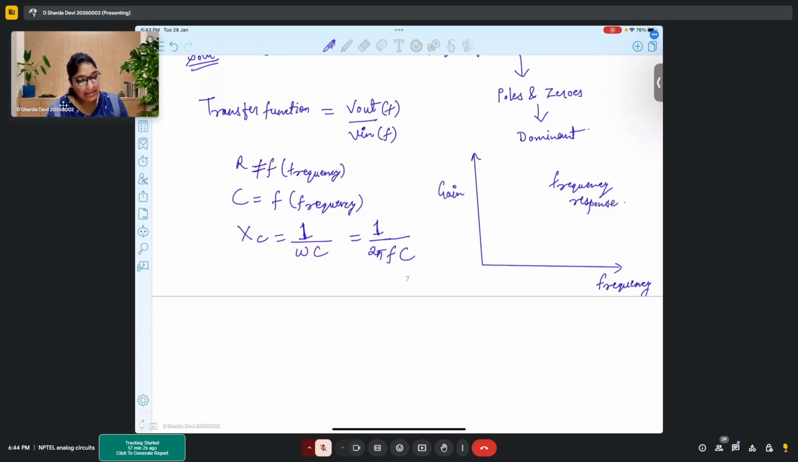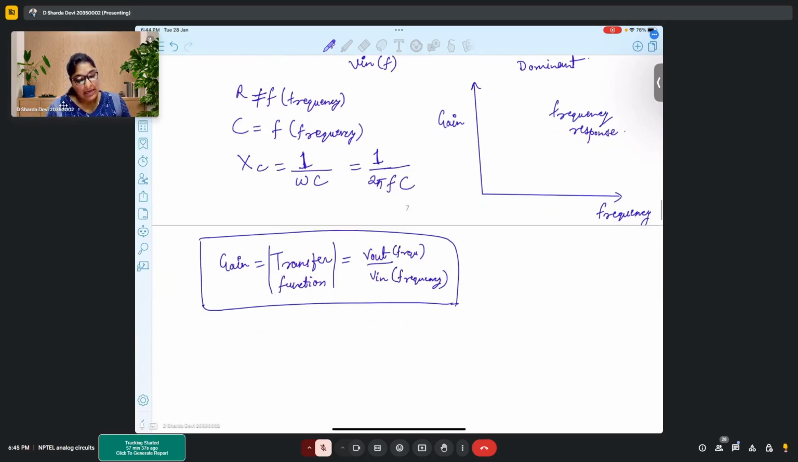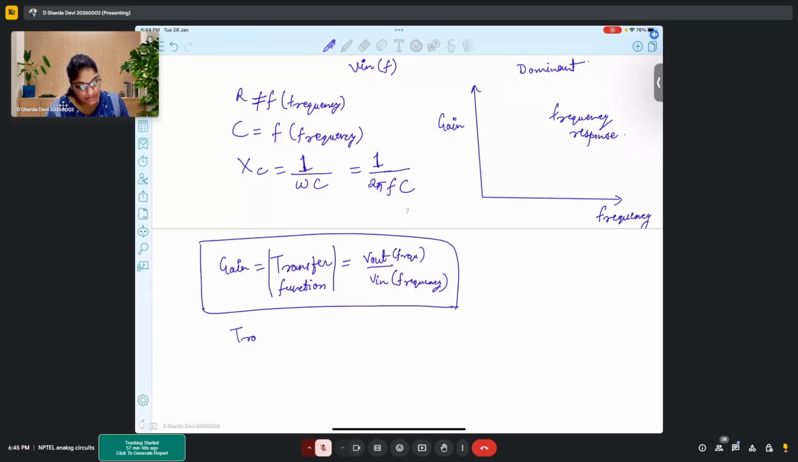Okay. And when I say gain, gain is again nothing but transfer function, right? Gain and transfer function are the same thing. It's just that gain is a number, which is basically the magnitude of the transfer function. And transfer function is nothing but V out upon V in. These both are functions of frequencies.